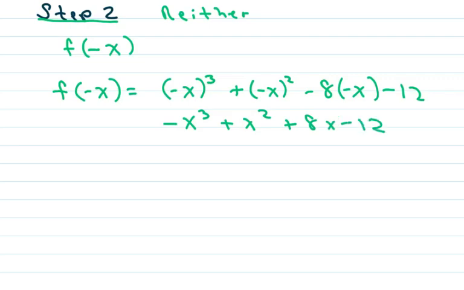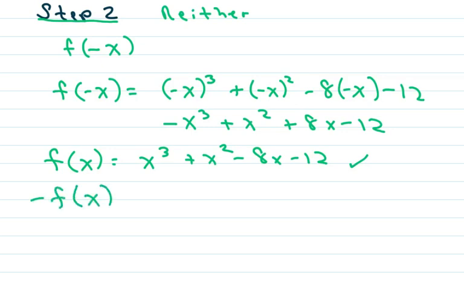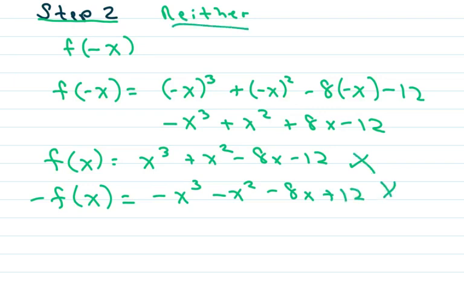If it was even, we'd get the same equation. Our equation was x cubed plus x squared minus 8x minus 12. So it doesn't match that. If it was odd, it would be the negation of our function, which would be negative x cubed minus x squared minus 8x plus 12. And it doesn't match that either. So that's why it's neither even nor odd.